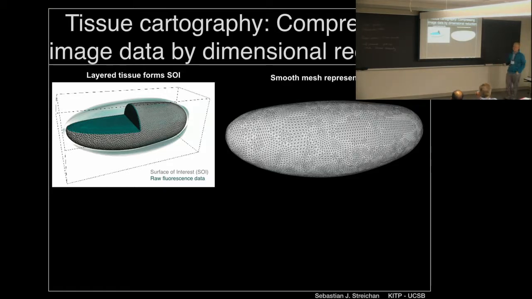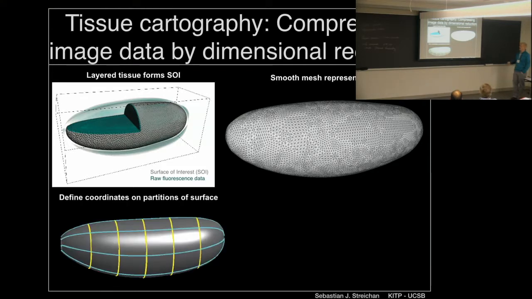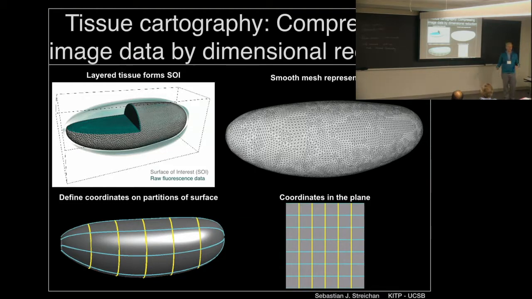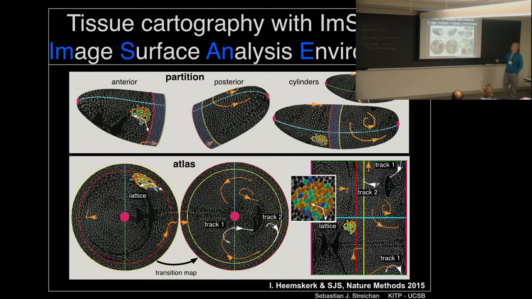I can represent these surfaces of interest in the form of a triangulation, and that's going to pay off because that's very general. You can use this for many different types of shapes. Then you can define a coordinate system on this triangulation, and you have a relationship to the plane, right? You can do this in many different ways on the surface of an embryo, and you can then assemble what you would call an atlas, like for Earth, for example. We call this tissue cartography, and published this as the image surface analysis environment, which is a freely available tool for everyone to use.